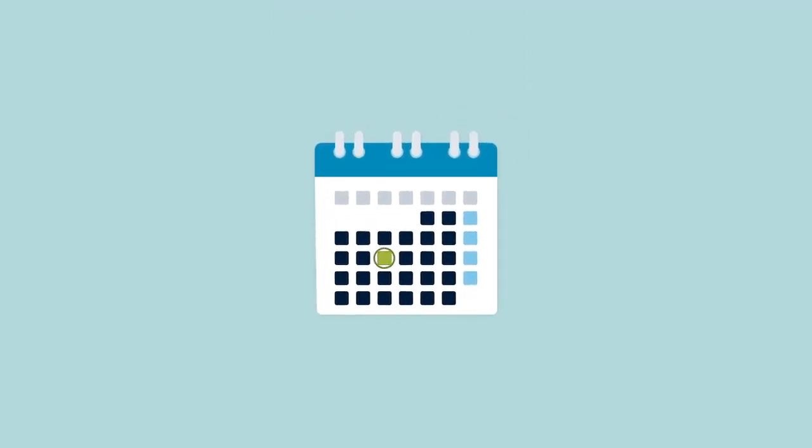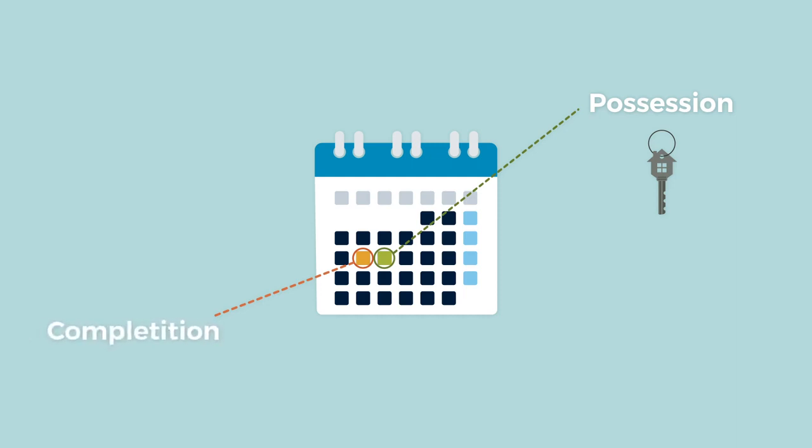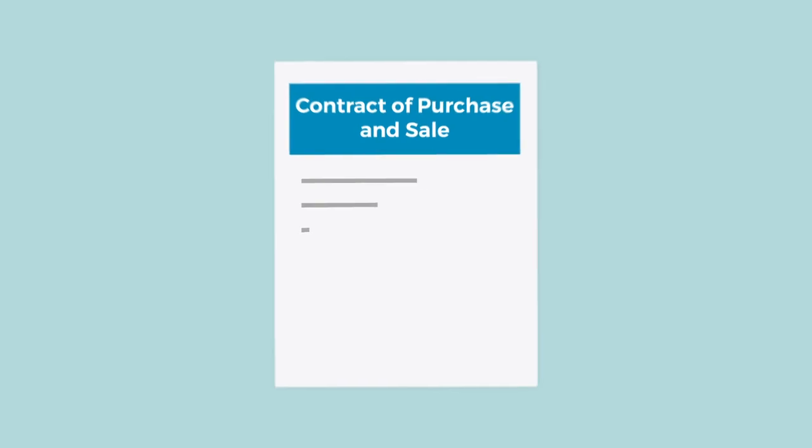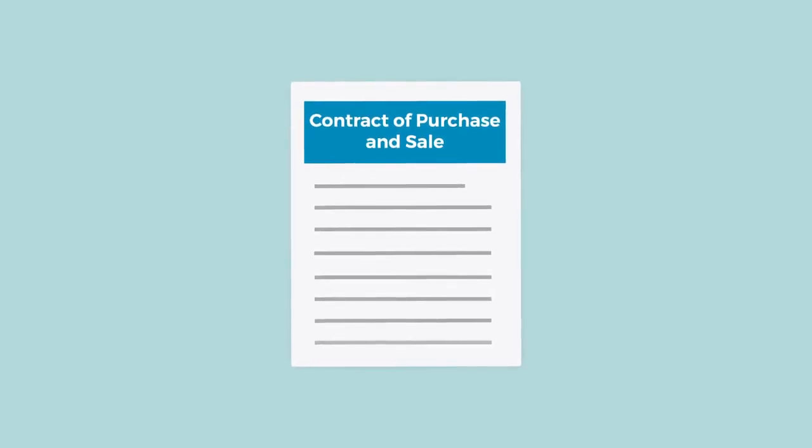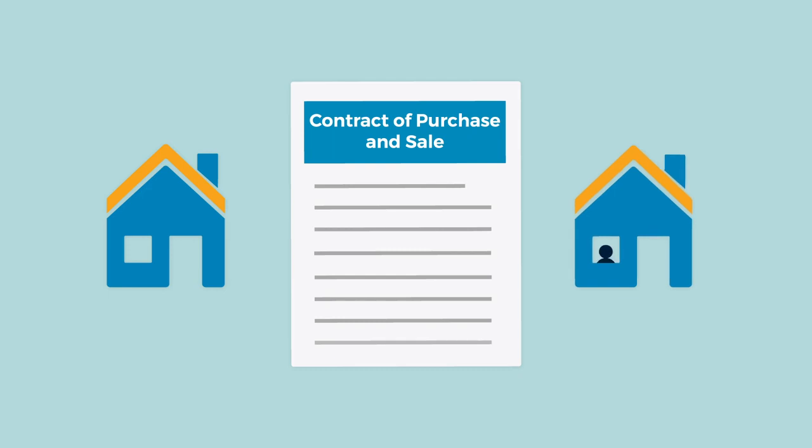Possession date. The possession date is the date that the buyer is entitled to take possession of the property. In other words, when the buyer gets the keys to the property and is allowed to move in. This date is often the day after the completion, but it can be any date agreed to by the buyer and the seller. The contract of purchase and sale will specify the type of possession that the buyer will get on the possession date. For example, the buyer could receive vacant possession, or if there are tenants in the property, the contract of purchase and sale may specify that the tenants will remain in the property.